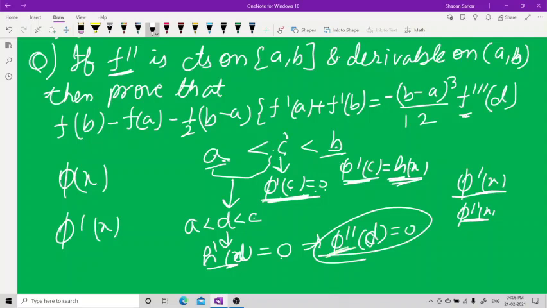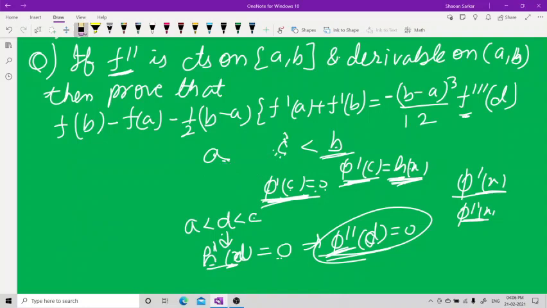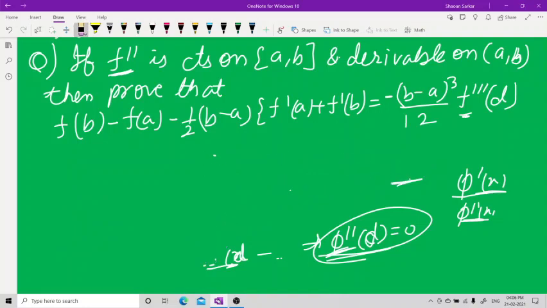Let us understand the concept once again. This is A, this is B. There is a C, phi dash C is 0 there. Consider this phi dash C as H x. Now between A and C there is a D, where H dash D is 0. Basically, phi double dash D is 0. That's the idea basically behind this whole thing. Let's try to do this question now.